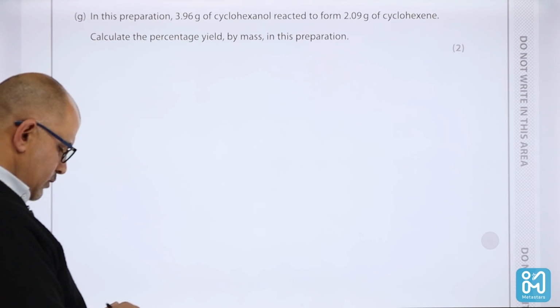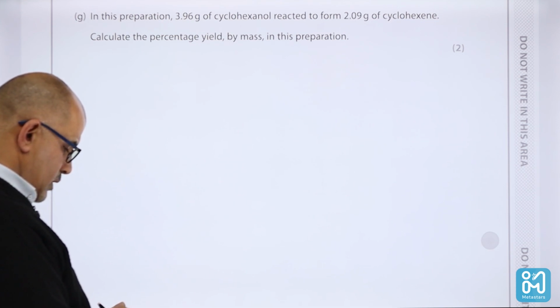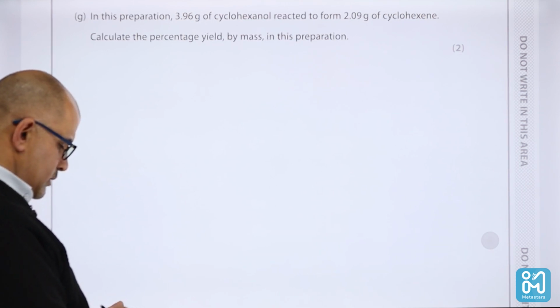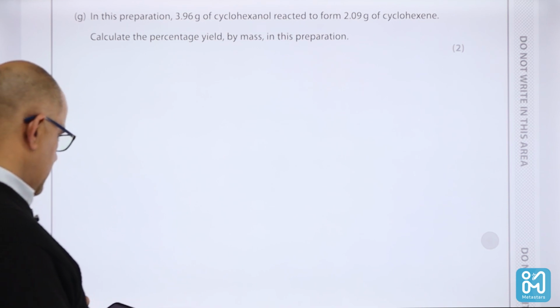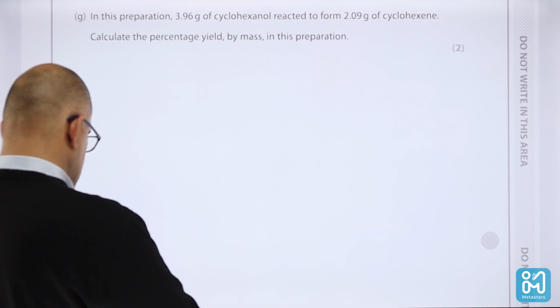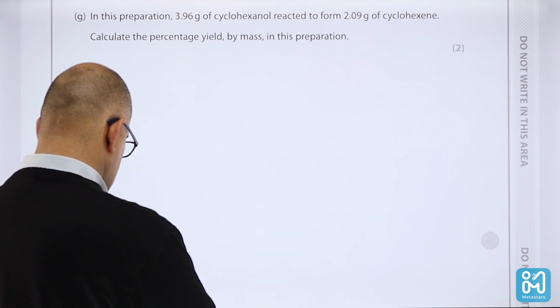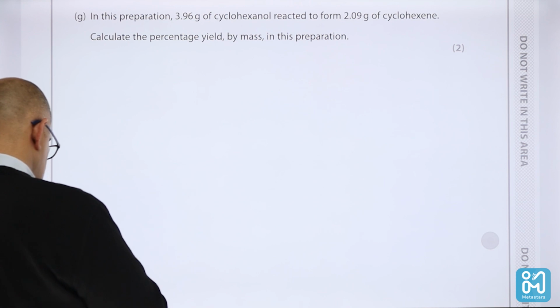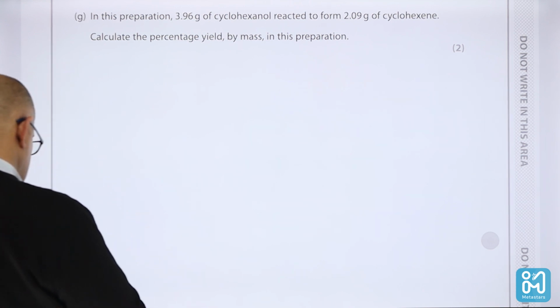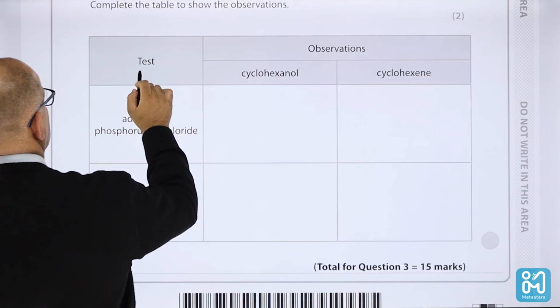And first of all, you shall find the mass. Cyclohexanol has a molar mass of 100 grams. So first of all, you can divide the 3.96 grams over 100. So moles, sorry.